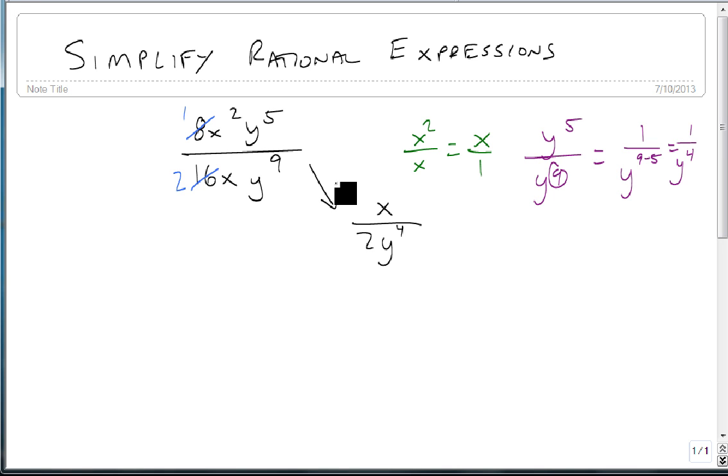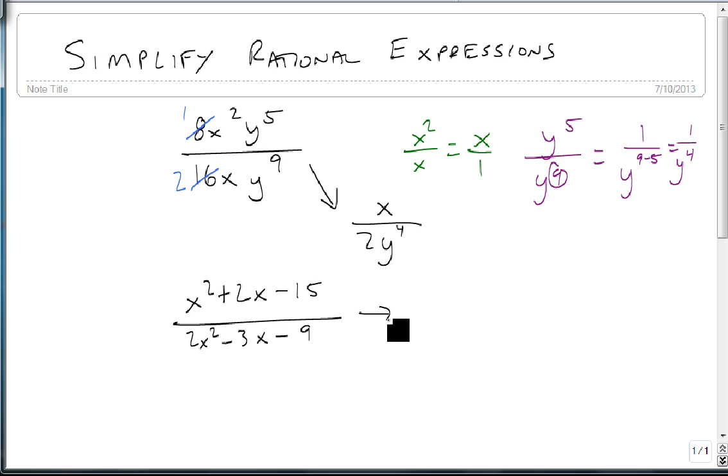Okay, we also have x squared plus 2x minus 15 over 2x squared minus 3x minus 9. When you're looking at this one, we don't see any common factors yet. We can't deal with the 15 and the 9 or the x squareds because they're terms and we can only reduce factors. And so the key here is to factor this.